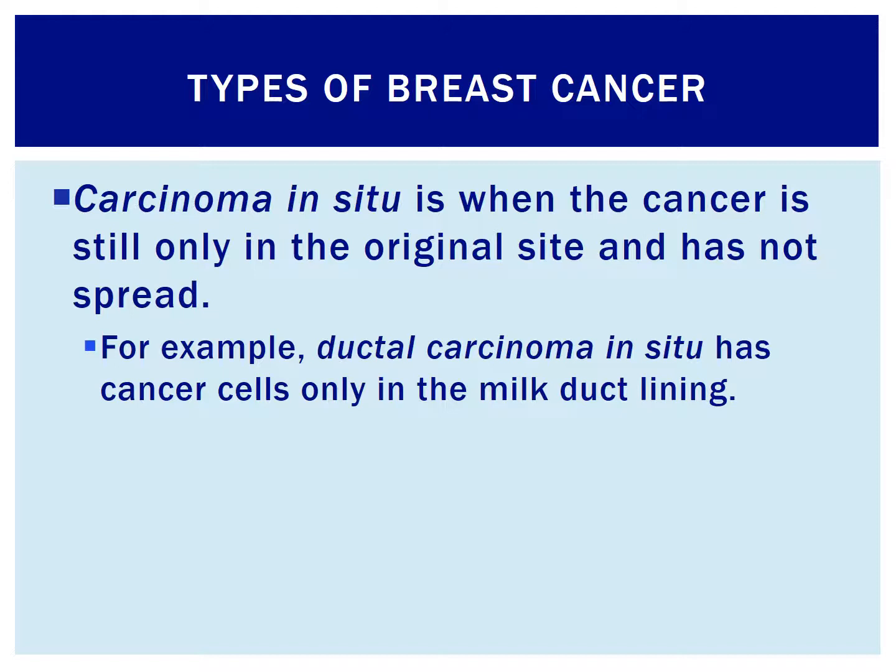Carcinoma in situ is a type of cancer where the breast cancer is still only located in the original site of the breast and has not spread. For example, ductal carcinoma in situ is when there are cancer cells only in the milk duct lining.